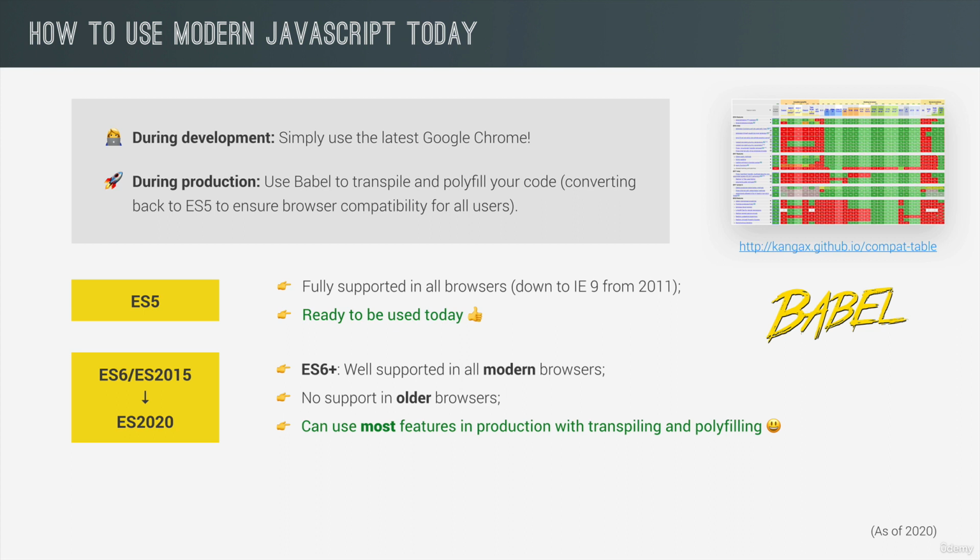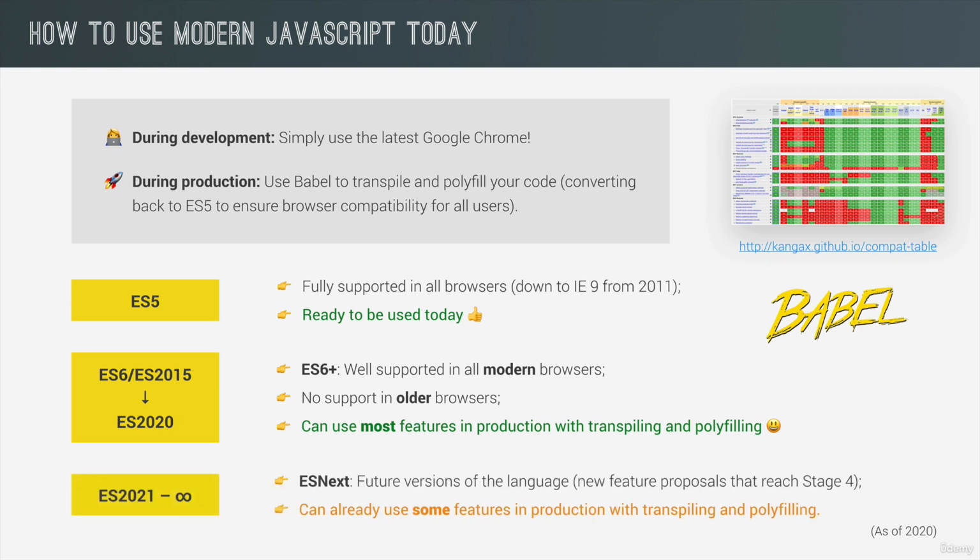Next, there are also the future releases of the language, like ES 2021, ES 2022, and so on. And these future releases together are many times called ESNext. Now, why is this even relevant? Well, because most browsers actually start implementing new features even before they enter the official ECMAScript specification.